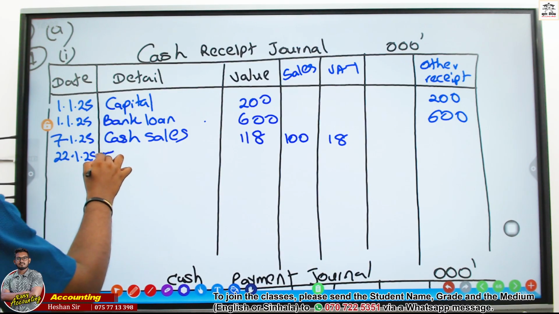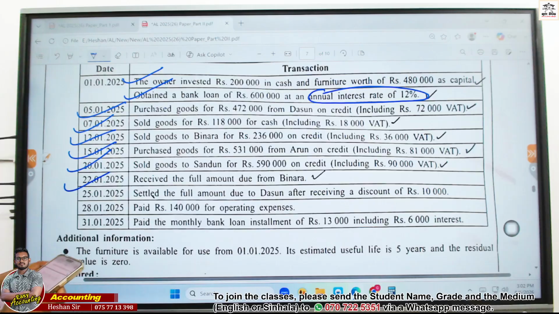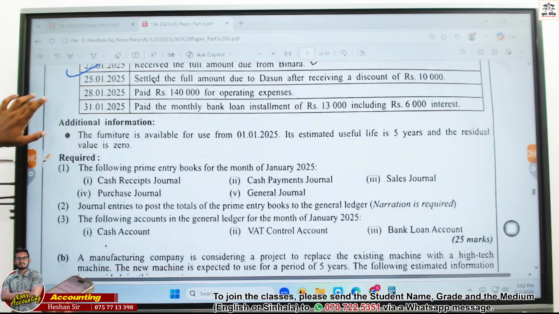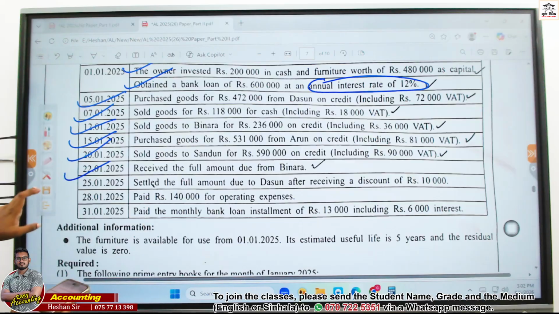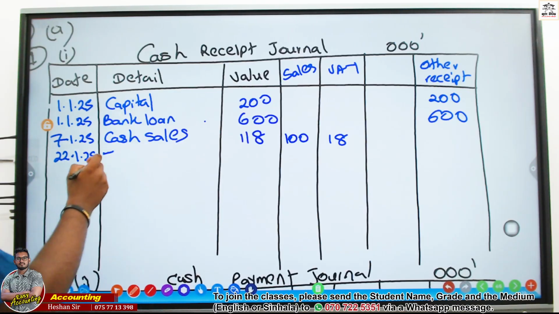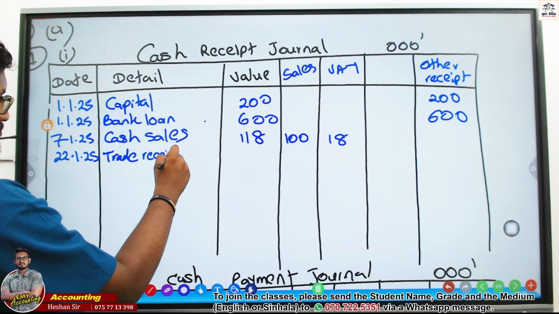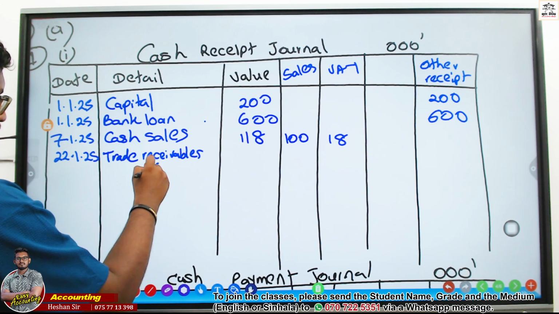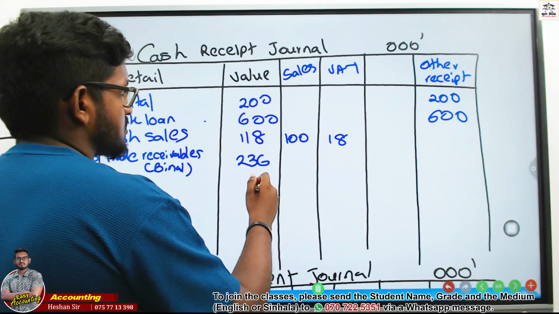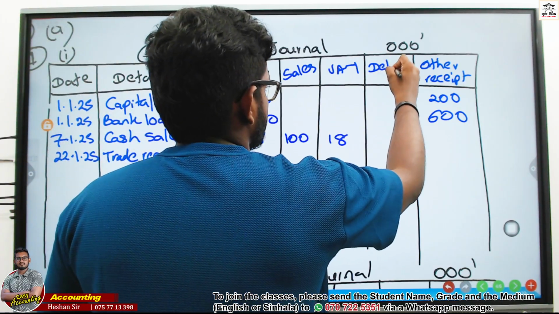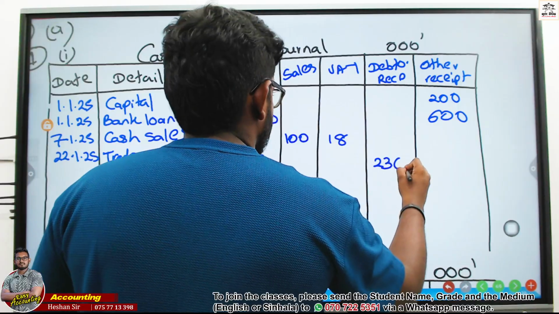You can see that is trade receivables, right? Trade receivables Binara. Trade receivables Binara. 236.